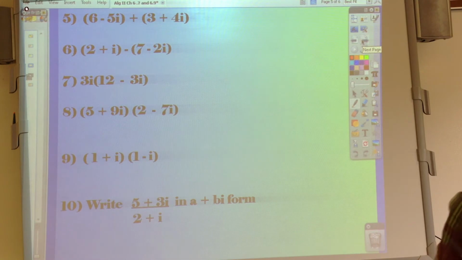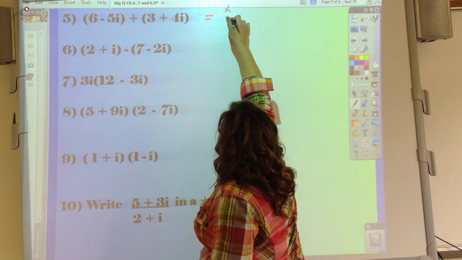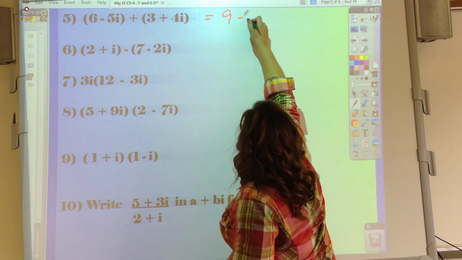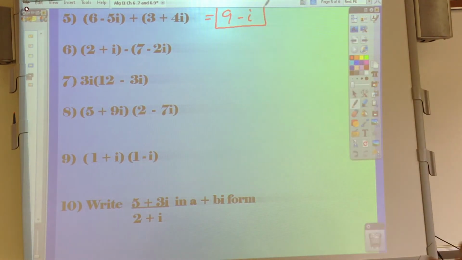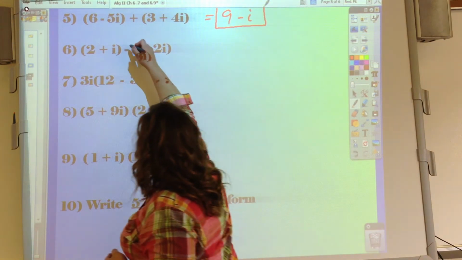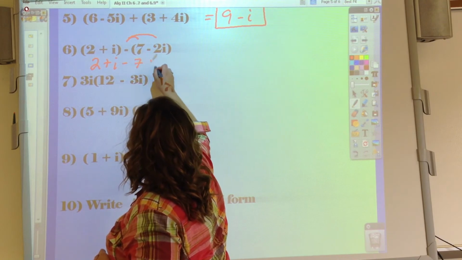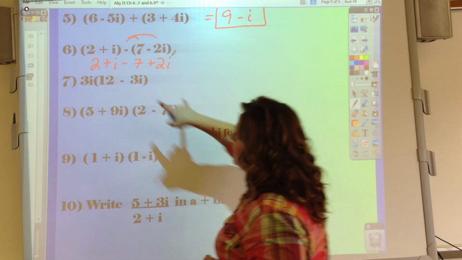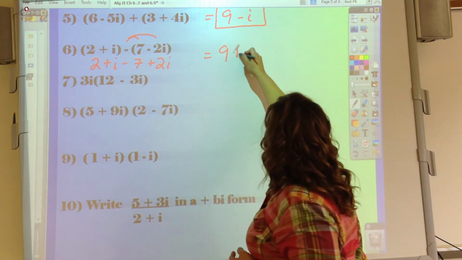Let's practice a little bit more with our complex numbers. In number 5, we're simply adding. So we're going to add real portion to real portion. 6 plus 3 is 9. Negative 5 plus 4 is a negative 1. Remember, you can add real to real and imaginary to imaginary, but you can't combine them any further. Here we're subtracting, so we need to distribute that negative through, and I get 2 plus i minus 7 plus 2i. Now let's combine our real portions. 2 plus 7 is 9, and 1i plus 2i is 3i.